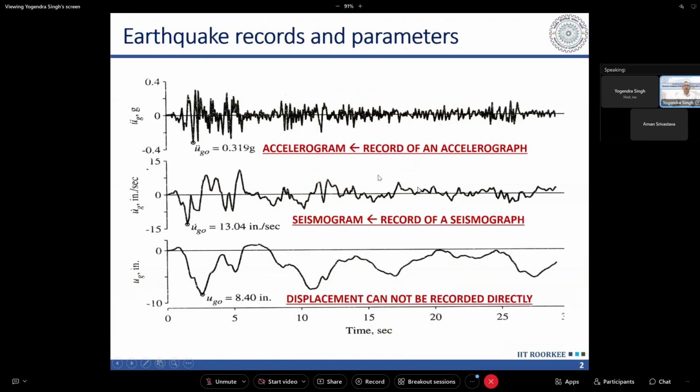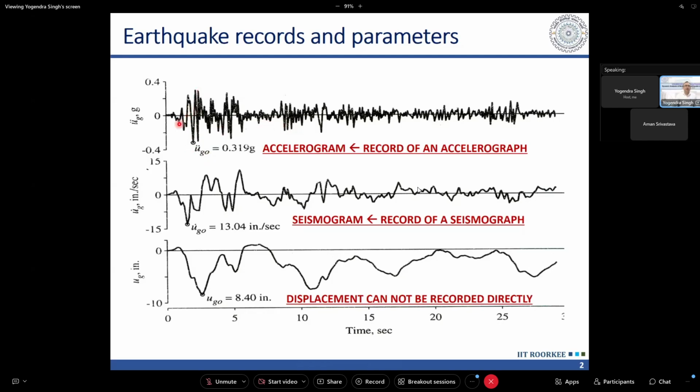So when we record an earthquake, we can use an accelerograph, and the record of that accelerograph is an accelerogram. The first record which you see here is an accelerogram. This is a record of acceleration, and it is very useful to us because earthquake is causing an inertia force, and inertia force is mass into acceleration. So if we multiply mass by the acceleration, we will get the force applied on the structure.